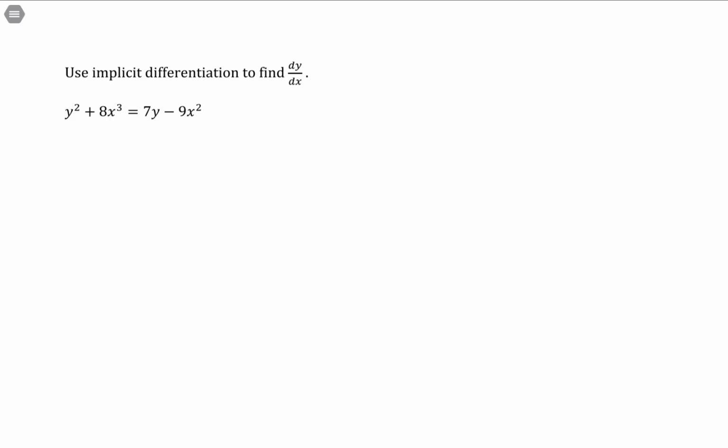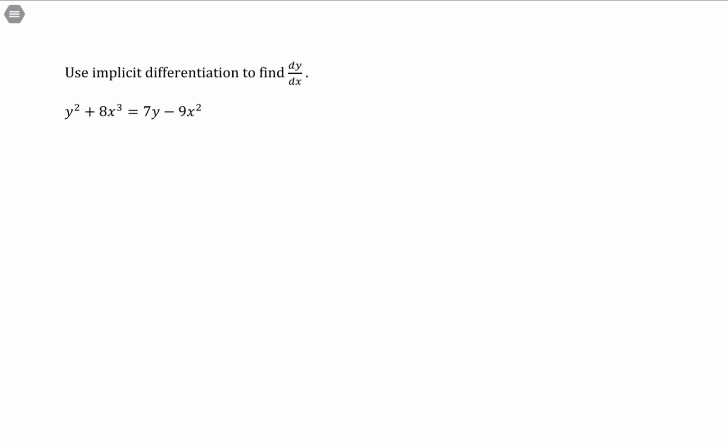Use implicit differentiation to find dy/dx. y squared plus 8x cubed equals 7y minus 9x squared. So this equation is going to be very difficult to rewrite in explicit form, which means I get one variable by itself and the rest of the equation is an expression in terms of the other variable.